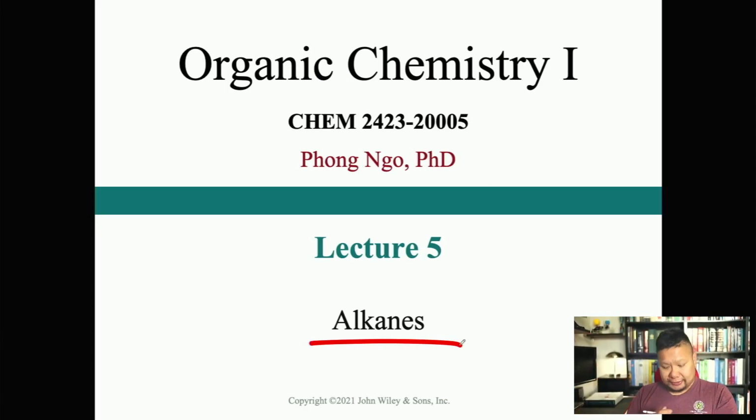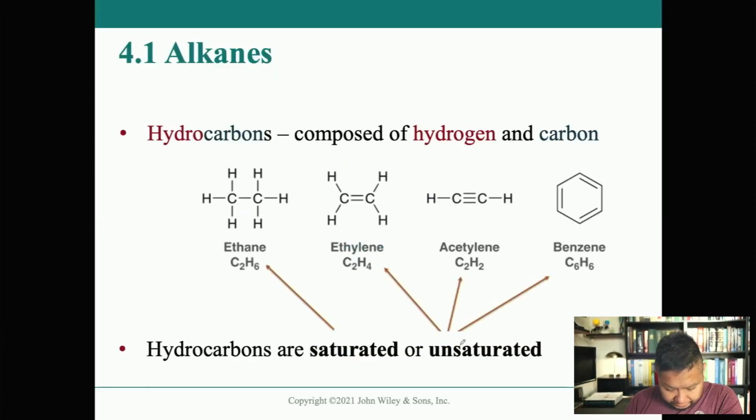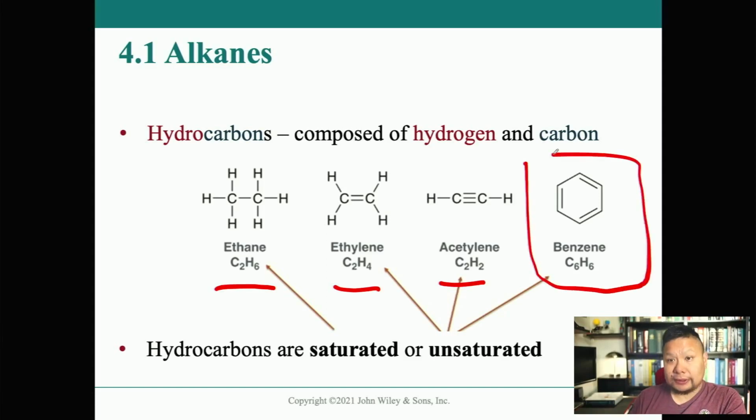The first one is alkanes, right? You can probably guess that alkanes are the simplest hydrocarbons, meaning compounds that are composed of only hydrogen and carbon. So we have ethane there, we have ethylene there, and we have acetylene. Those are the single bond, double bond, and triple bond versions of two-carbon hydrocarbons. And we've talked about this one before, where we had benzene here, also known as phenyl.